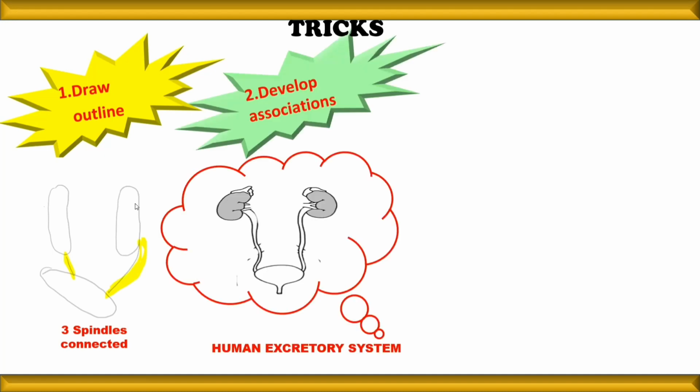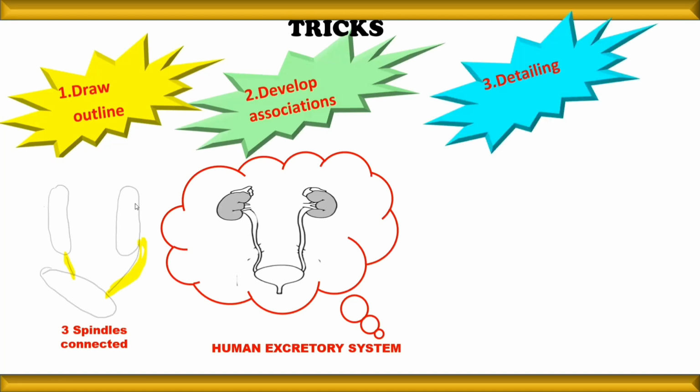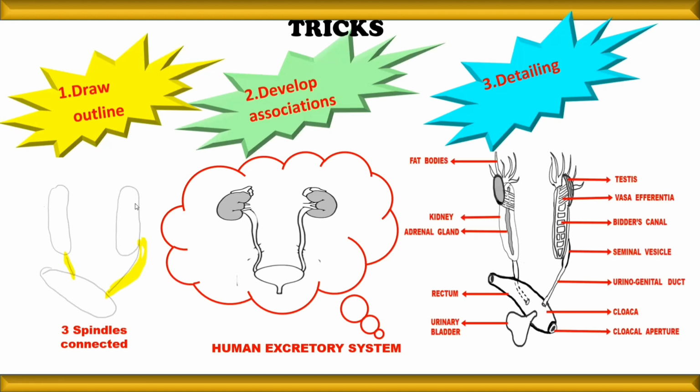Next, develop association. When you draw this diagram, you can definitely relate it to the human excretory system comprising similar parts. But remember, when you do the drawing and then the detailing, the kidneys are not to be drawn as bean-shaped structures but as elongated lobe-shaped structures. And then do all the labelings as it is shown.